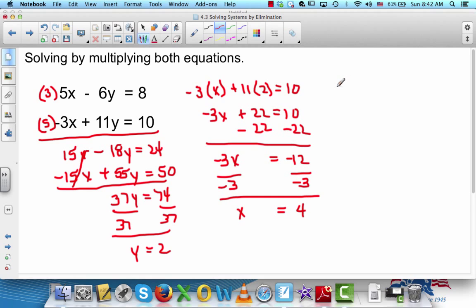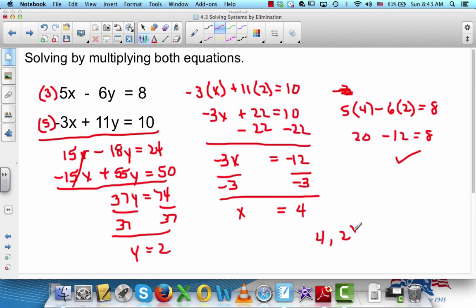We come check our answer. We've got to use the other equation. 5 times x, which is 4, minus 6 times y, which is 2, equals 8. That gives us 20 minus 12 equals 8, which is a true statement, which means that we've confirmed that our answer is going to be 4, 2. And that is solving systems by elimination.